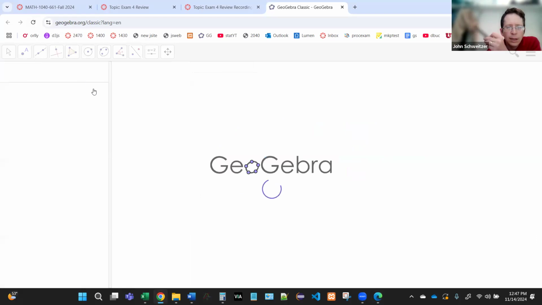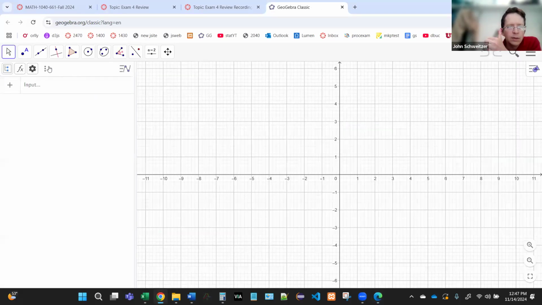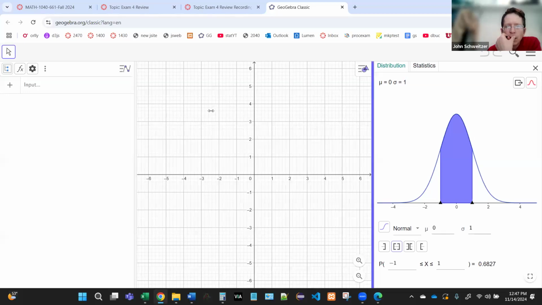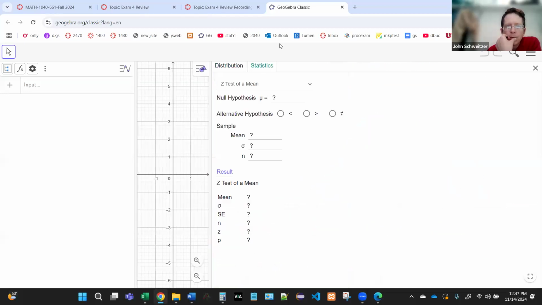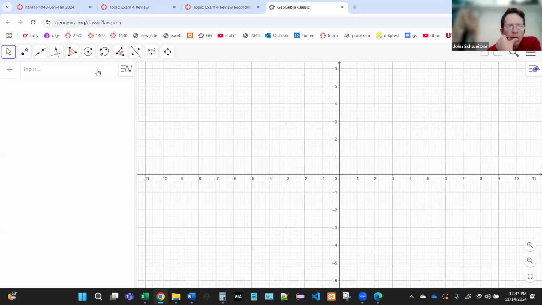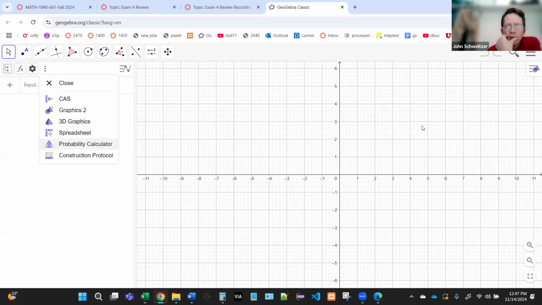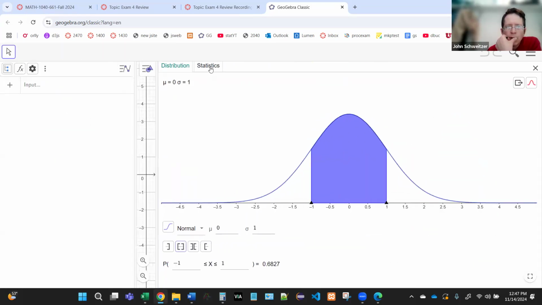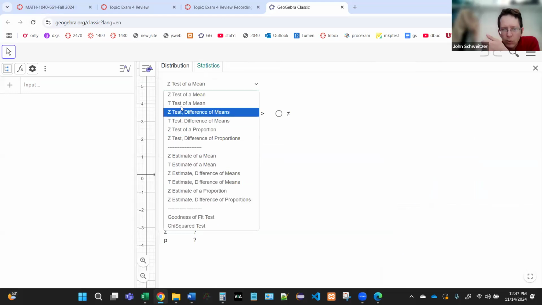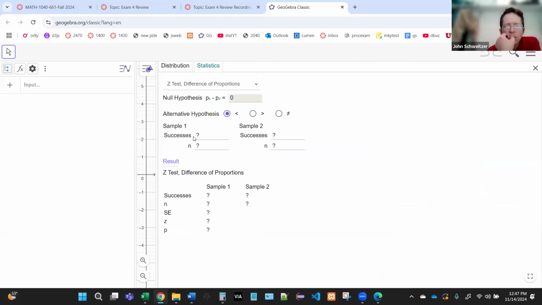Did anybody get a p-value or a test statistic for us here before I show you how to do it? Anybody find the p-value? So we go toggle, 3 dots, probability calculator. We go to statistics, we get the drop down. This is a test, right? So it's not an estimate. So we're going to be up here. It's going to be z-test difference of proportions.